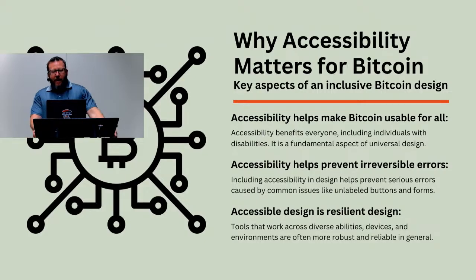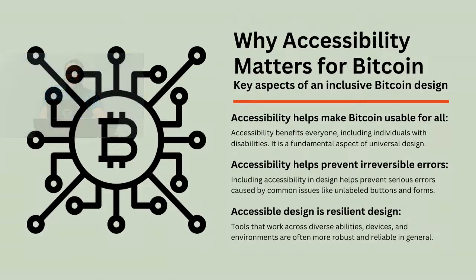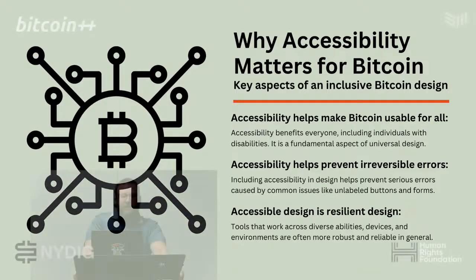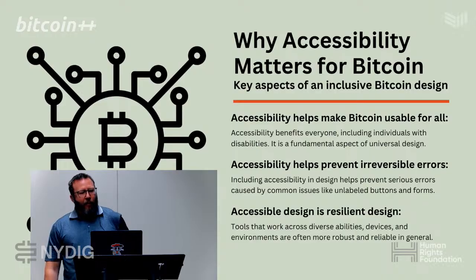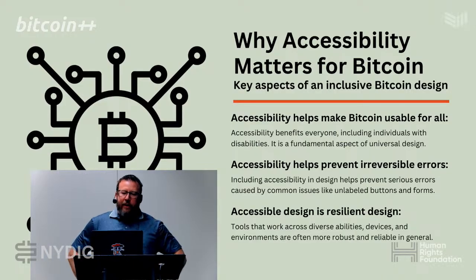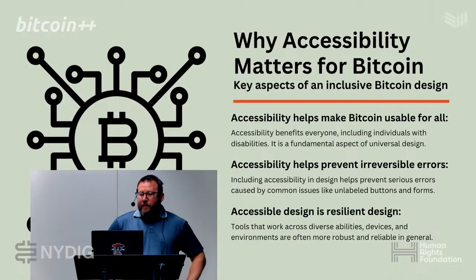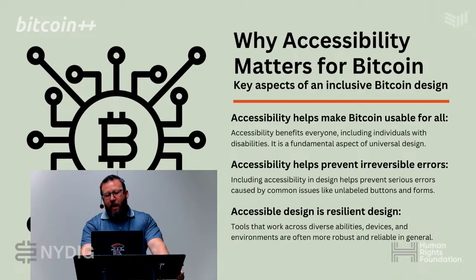So why else does this matter for Bitcoin? There are some key aspects of an inclusive Bitcoin design. One, accessibility helps make Bitcoin usable for all. It benefits everyone, including individuals with disabilities, and it's a fundamental aspect of universal design. Accessibility also helps prevent irreversible errors. Including accessibility in design helps prevent serious errors caused by common issues like unlabeled buttons and forms.